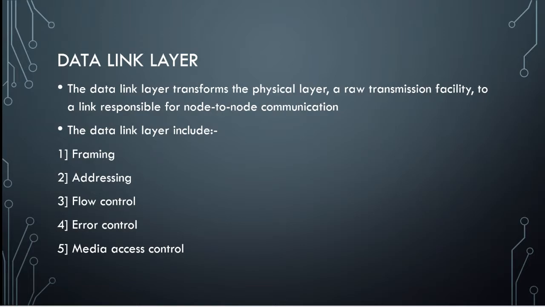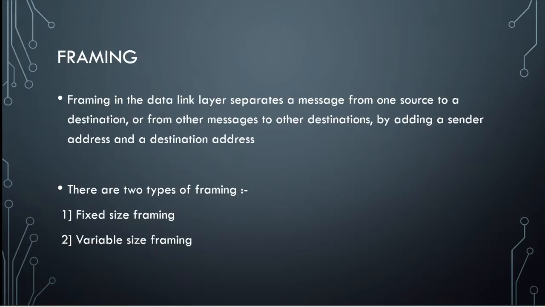Framing in the data link layer separates a message from one source to a destination, or from other messages to other destinations, by adding a sender and destination address. In framing, the whole message can be packed in one frame, but if any error is caused during the transmission, it will require retransmission of the whole message, which is an inefficient process.